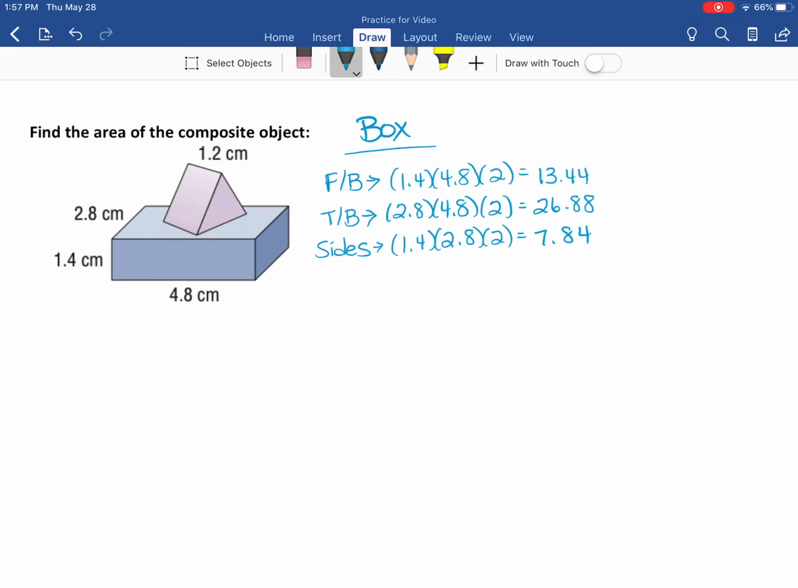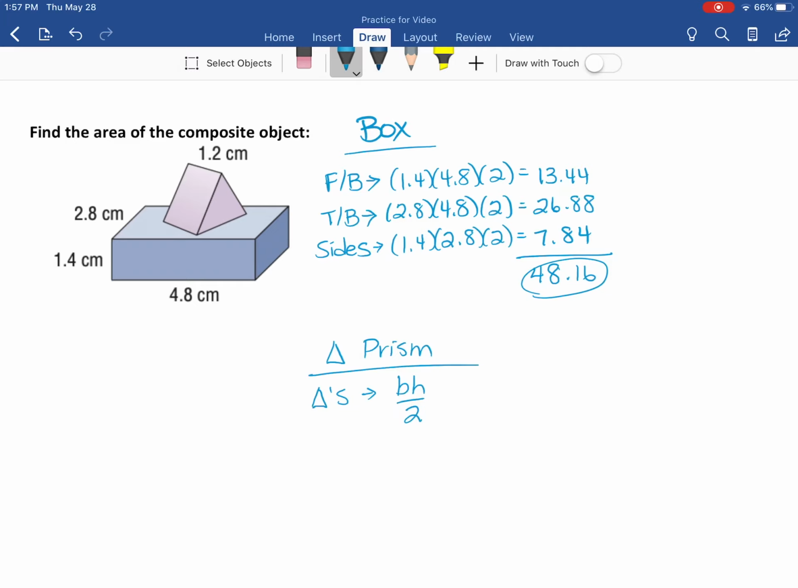Now, I'm just going to quickly add those all up. Not quite done with those numbers yet, but 48.16, that's the box. Now, if I have the triangular prism, let's deal with the triangles first. So base times height divided by 2.